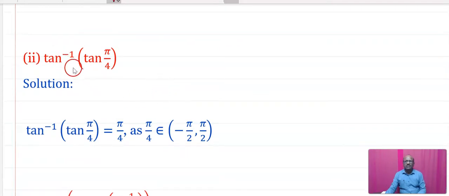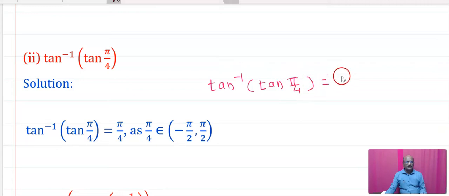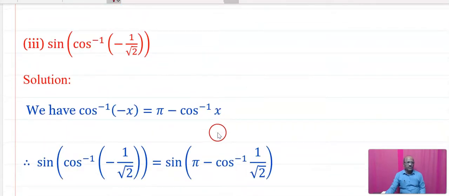Next, tan inverse of tan of pi by 4. It's very simple. Tan of pi by 4 is 1, and we can write tan inverse of tan of pi by 4 is equal to pi by 4, where this pi by 4 again belongs to the open interval minus pi by 2 to plus pi by 2.